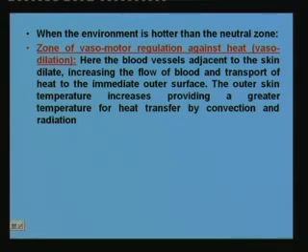So the outer skin temperature increases because of this, providing a greater temperature for heat transfer by convection and radiation. Since less heat is being lost because of the smaller temperature difference available for heat loss, what the body does is it pumps more blood to the outer skin. Once more blood is pumped to the outer skin, temperature increases, because more blood flow means more heat flow. Then the outer skin temperature increases, which means larger delta T is available for heat loss from the outer skin. So this is the first step.